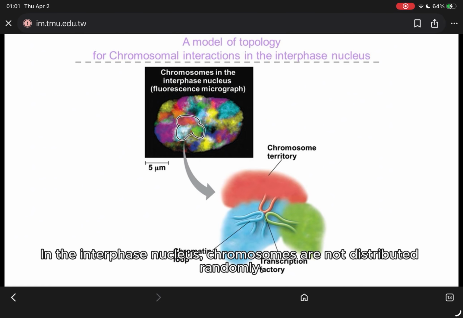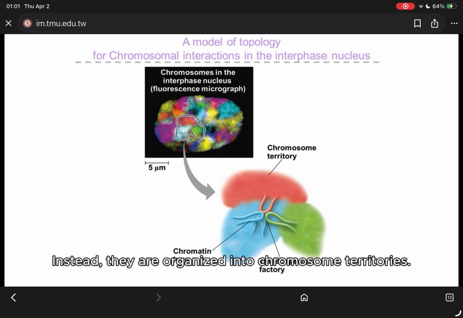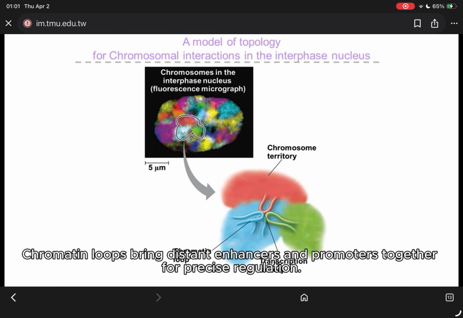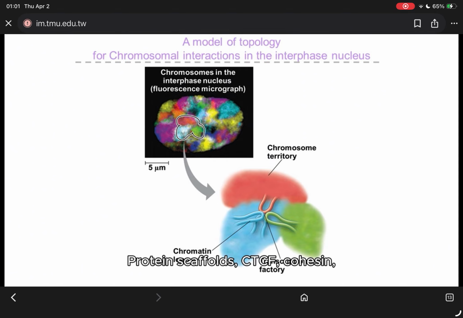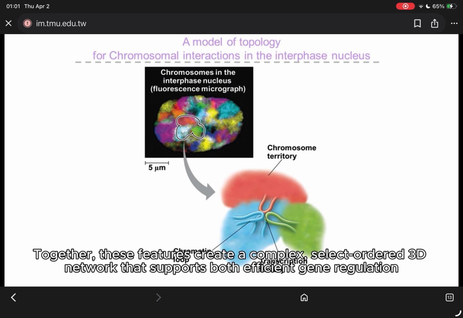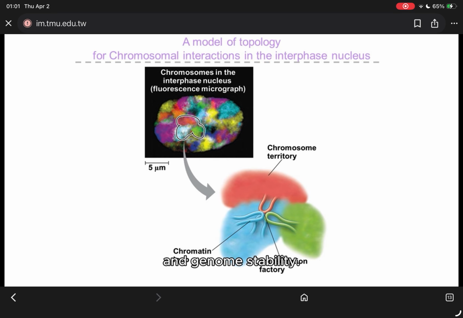Summary. In the interphase nucleus, chromosomes are not distributed randomly. Instead, they are organized into chromosome territories. Each chromosome occupies its own distinct region. Chromatin loops bring distant enhancers and promoters together for precise regulation. Protein scaffolds, CTCF and cohesin, maintain loop stability and higher-order structure. Together, these features create a complex, ordered 3D network that supports both efficient gene regulation and genome stability.